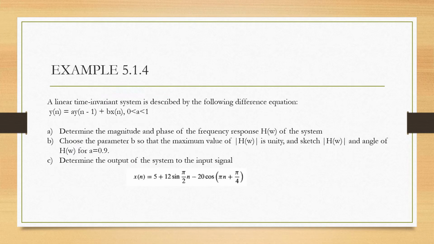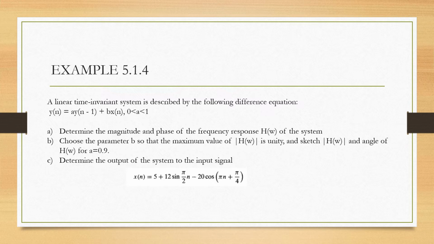Let us discuss example 5.1.4. A linear time invariant system is described by the following difference equation, y(n) = a y(n-1) + b x(n), where a lies between 0 and 1. The question is, determine the magnitude and the phase of the frequency response H(ω) of the system, and choose the parameter b so that the maximum value of |H(ω)| is unity, and sketch |H(ω)| and angle of H(ω) for a = 0.9.